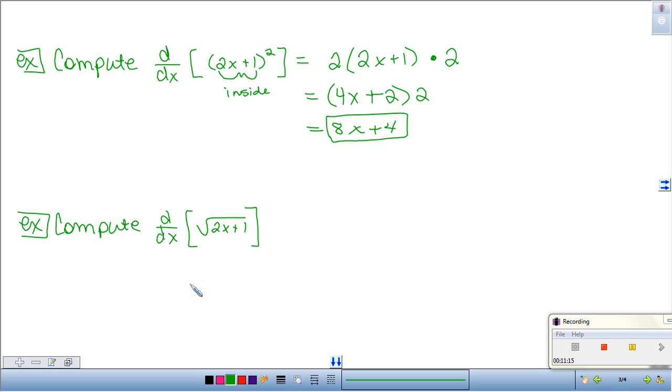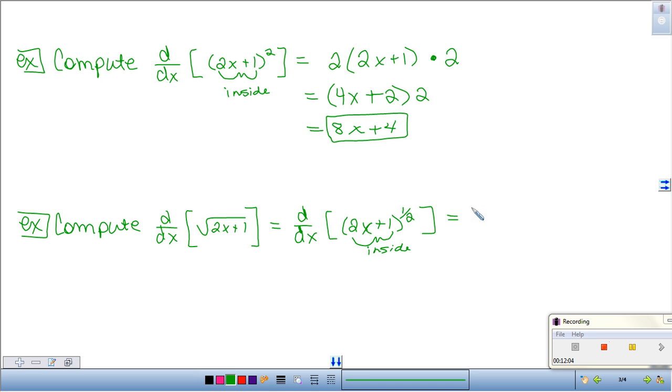Okay, but how does that apply to a more complicated example? Remember from Thursday, we can rewrite this as 2x plus 1 to the 1/2 power. Everybody's favorite power rule to do. So I'm going to do the power rule like normal, but remember that 2x plus 1 is the inside of the function. So I need to multiply by the derivative of the inside at the end.